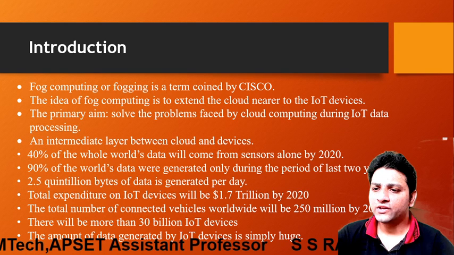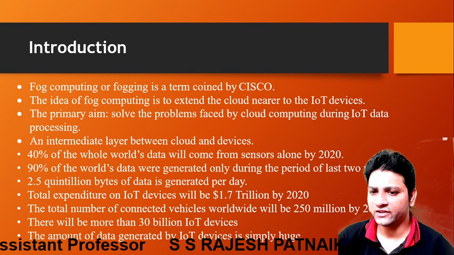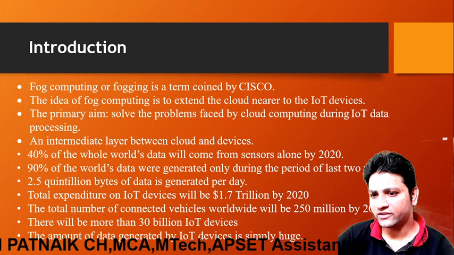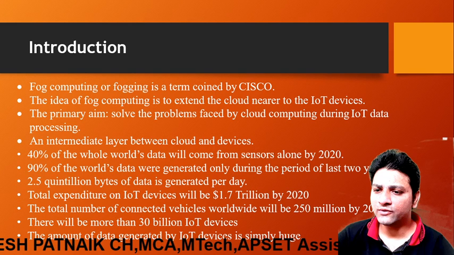We know that the cloud provides different types of services: it may store data, provide networks, give a platform, or give software. But IoT devices generate a huge amount of data, which should not all be stored in the cloud for processing and storing purposes. So we use fog computing as a middle layer to store the data. The primary aim is to solve the problems faced by cloud computing during IoT data processing.